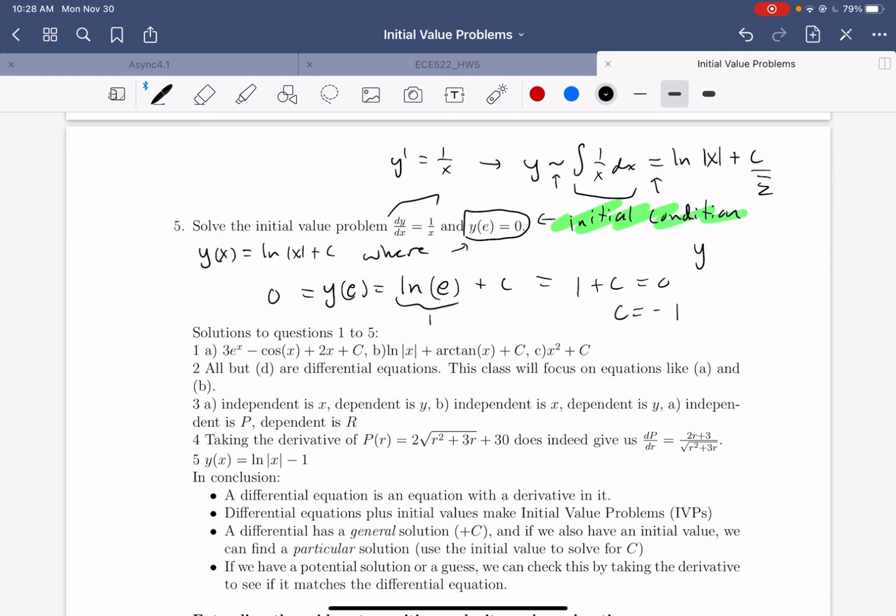So now I can conclude, y of x is the natural log of the absolute value of x minus 1. Here is my solution. And we could check: if I take the derivative, I satisfy the differential equation. It's true that the derivative of this is 1 over x. But then also if I plug in e, I satisfy the initial condition. So this is called an initial value problem. And it's solved in 2 steps. We first find the antiderivative, then we plug in the initial value to figure out c.